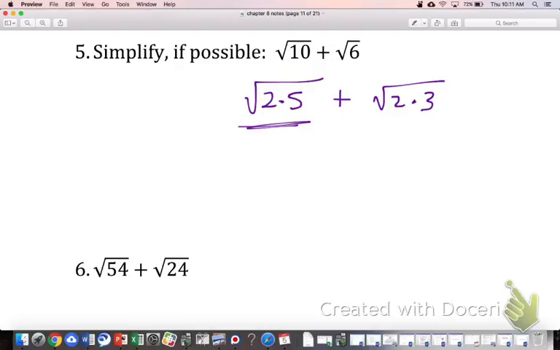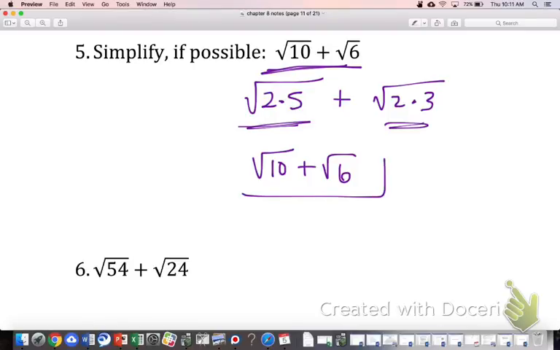The root 6, there's no pairs of 2s. There's no pairs of 3s, so I can't simplify that either. So in other words, these two radicals, as originally stated, are already as simple as they can get. And so when I look at root 10 plus root 6, I've got to say, I can't add those up. They're unlike terms. They're unlike radicals.